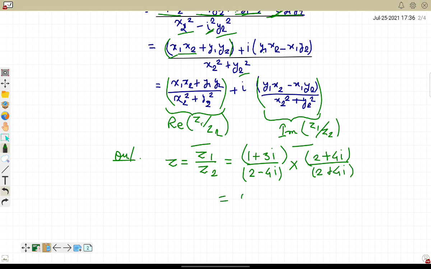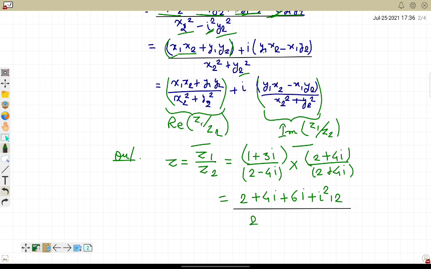1 into 2, 2. 1 into 4 iota, so plus 4 iota. 3 iota into 2, so plus 6 iota, and the last one is 3 into 4, 12. So the last value is iota square into 12. The whole is divided by the denominator, written in the form of a plus b into a minus b.